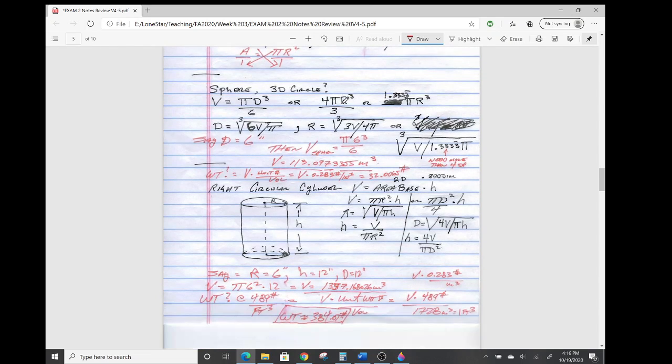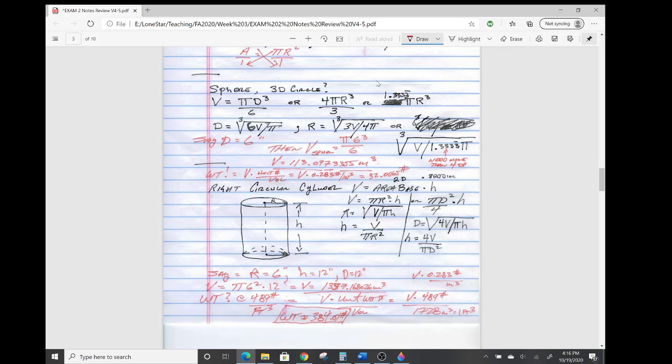All right, the sphere. What's a sphere? A sphere is a three-dimensional circle, right? It's like a soccer ball or a tennis ball. The volume of a sphere is pi d cubed over 6, or it's 4 times pi times the radius cubed over 3.